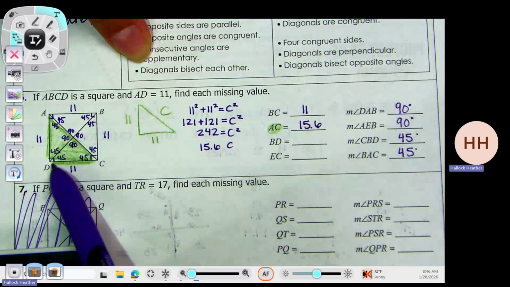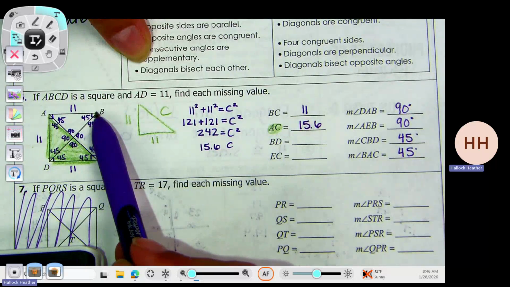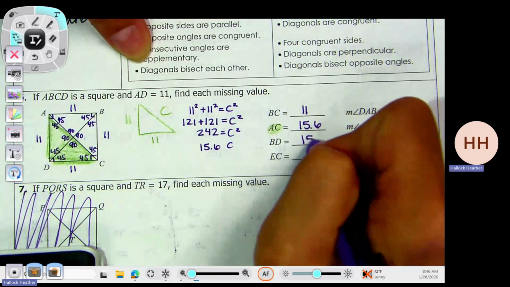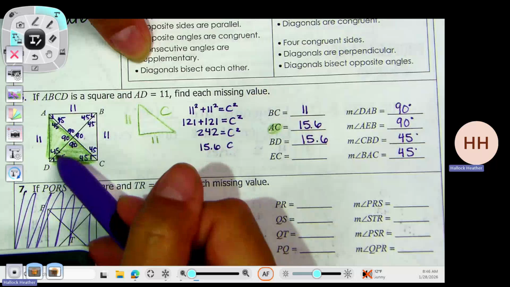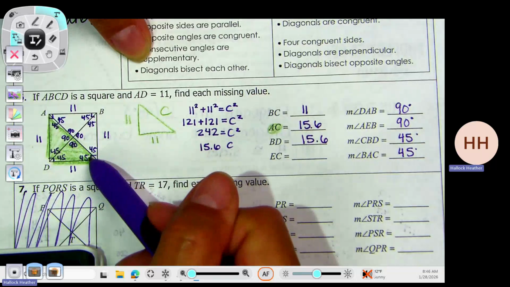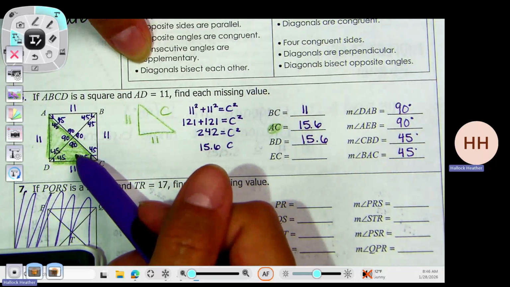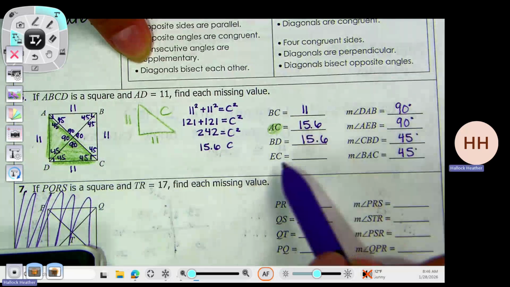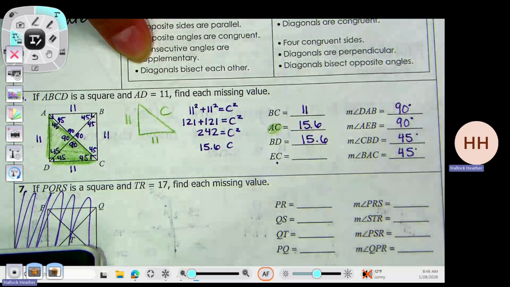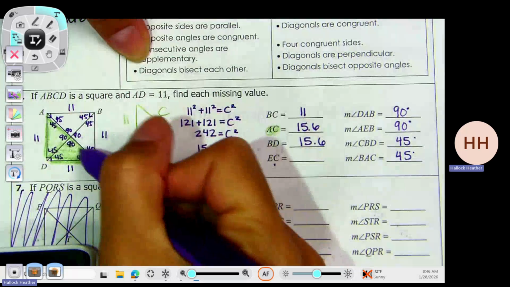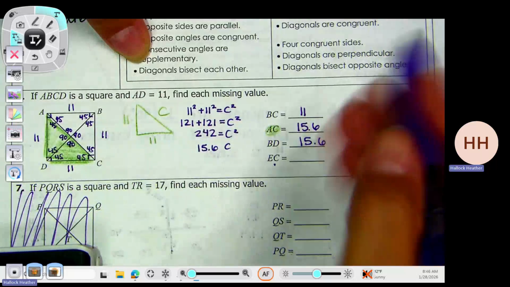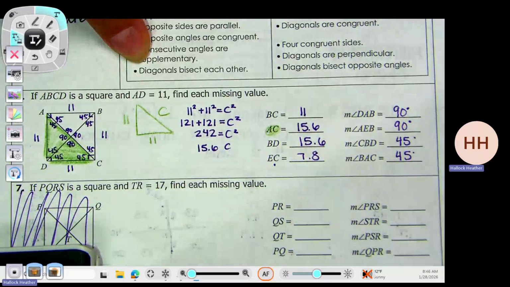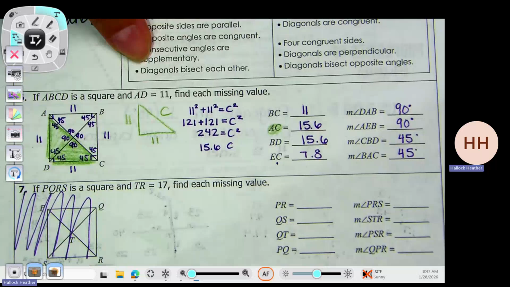How much would DB be? 15.6. Because the diagonals, D to B and A to C, match because it's the same properties as a rectangle. Your diagonals are congruent. For a rhombus, they're not congruent, right. We're on squares. So EC is where we would cut it in half because EC is half of it. 7.8. Nice. We're really doing math today.